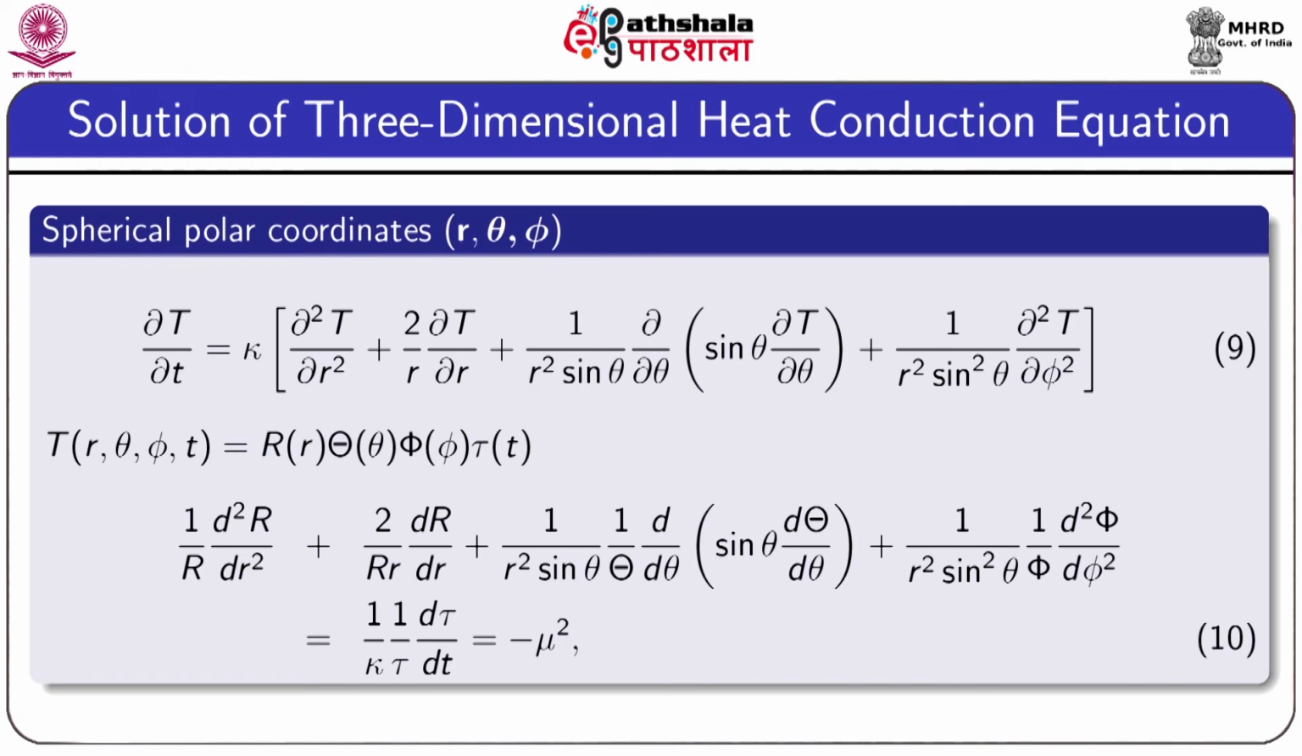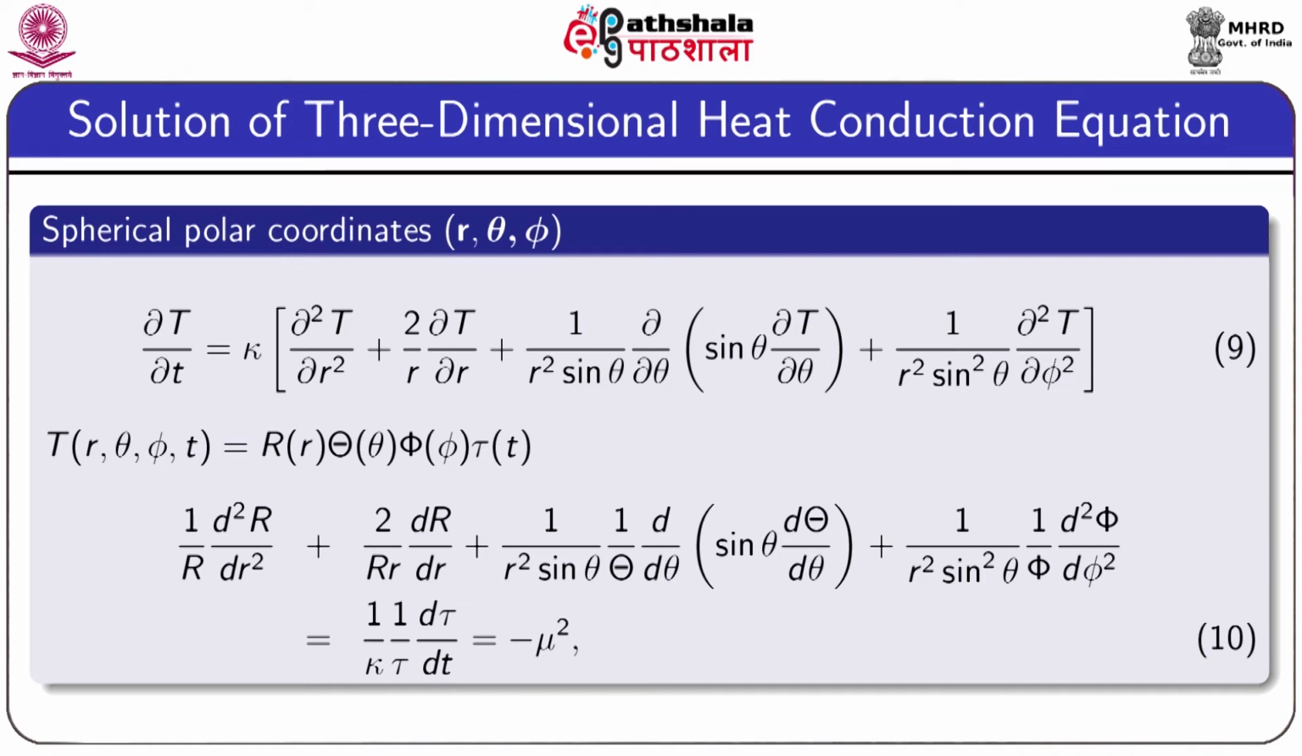Now I am going to discuss the solution of the heat equation in the spherical polar coordinate system. The heat equation in spherical polar coordinates is given by equation number 9. Again we use the same procedure, the method of separation of variables, to obtain the solution. If we substitute the expression for capital T, which is written here, in equation 9, we obtain the equation written in equation number 10.